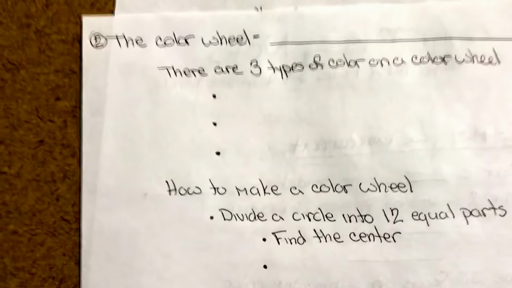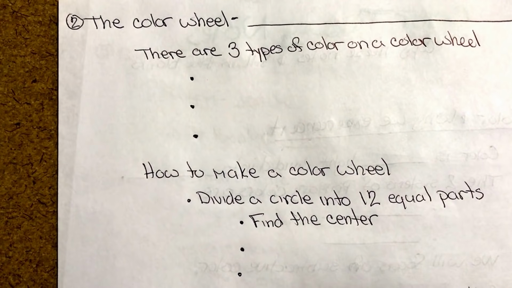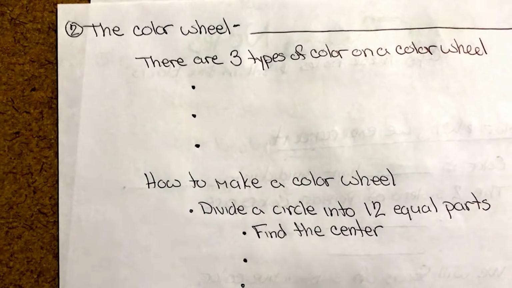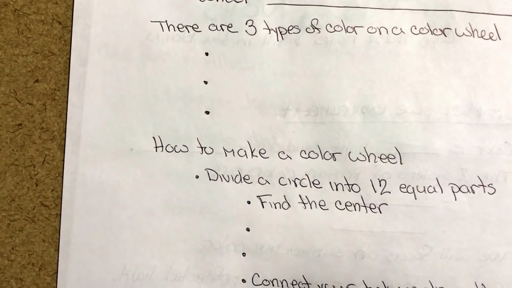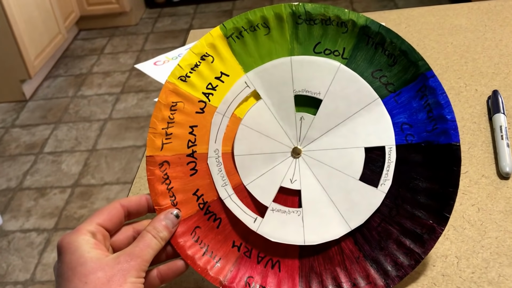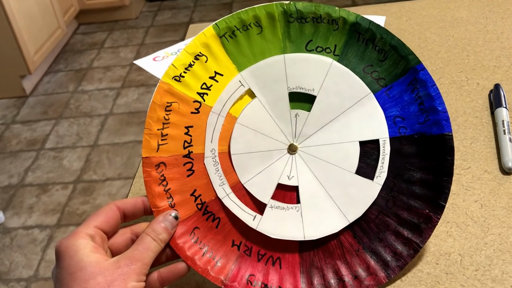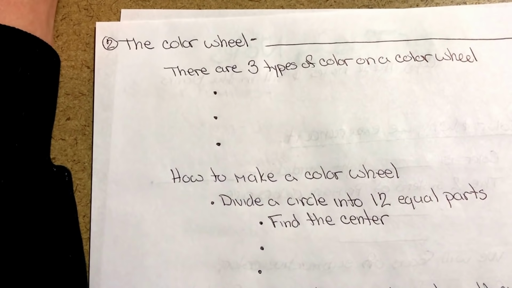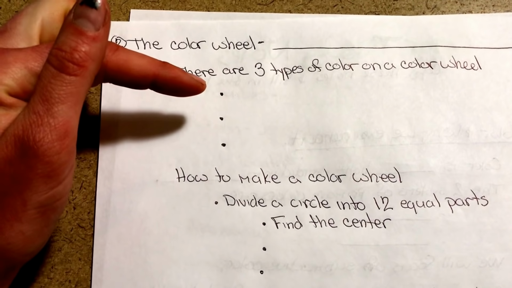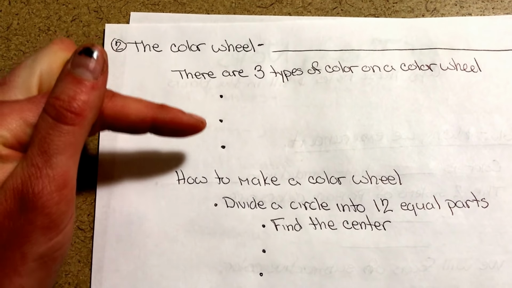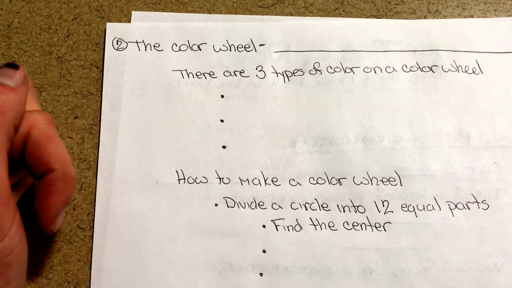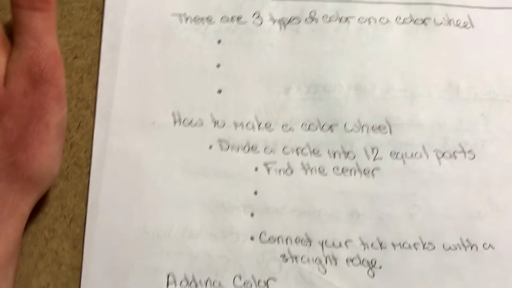Two, the color wheel. A color wheel is a tool that artists use to help them remember how to mix colors and the relationships between colors. This is my color wheel. You guys will be making one. There are 3 types of colors on the color wheel. There are primary colors, secondary colors, and tertiary colors. Please check your vocabulary for the spelling on those words.